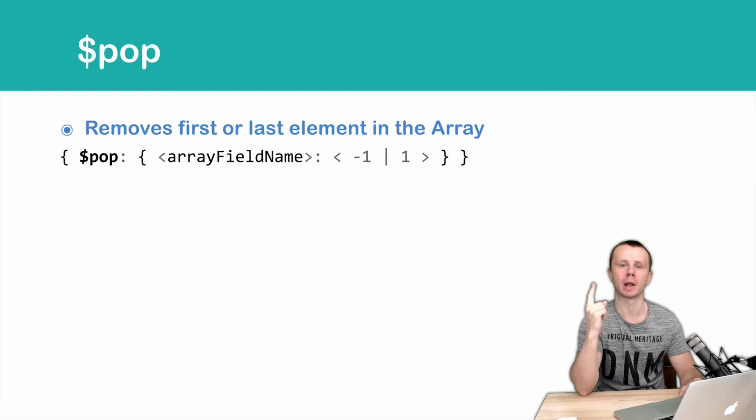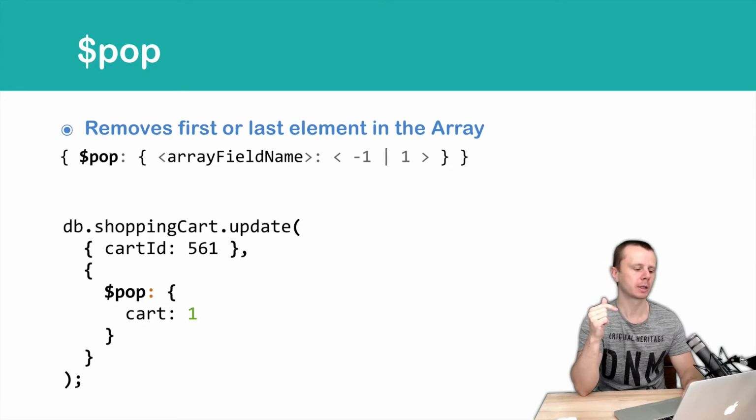If there is just one element in the array, and you specify either 1 or minus 1, then this element will be deleted, and array will remain empty. It means that array will not be deleted. Okay, let's look at an example.